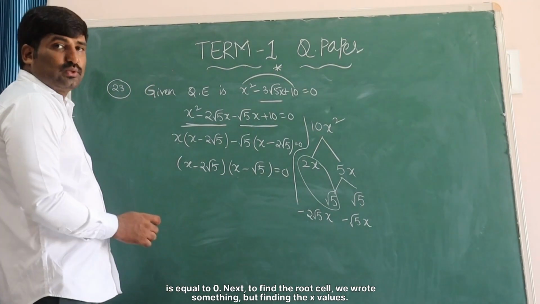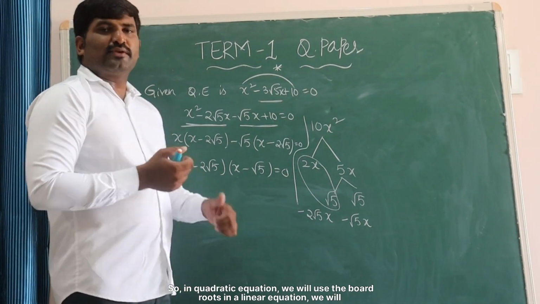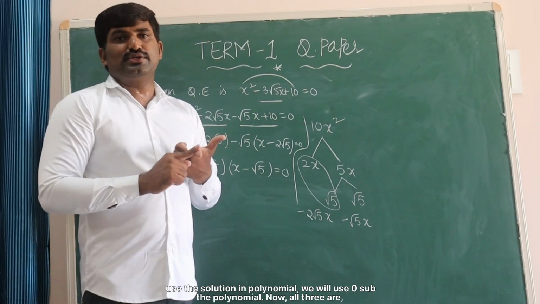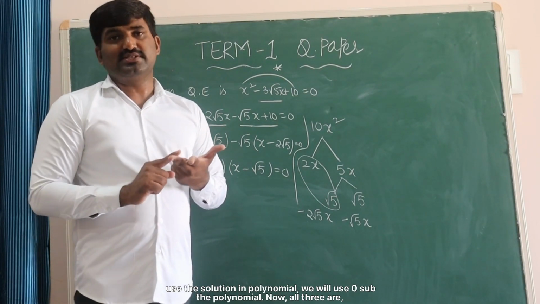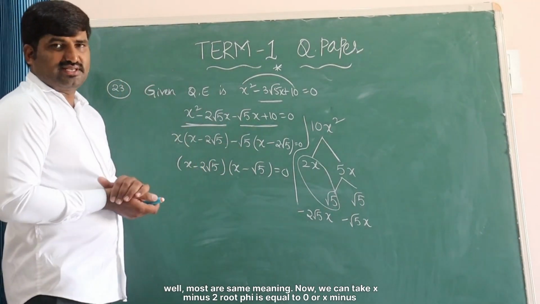Next, to find the roots. Roots are nothing but finding the x values. So in a quadratic equation we use the word roots. In linear equations we use the word solution. In polynomials we use zeros of the polynomial. Okay. All three have almost the same meaning.